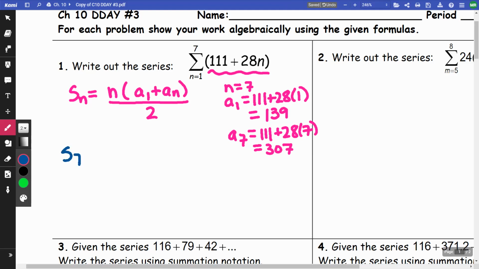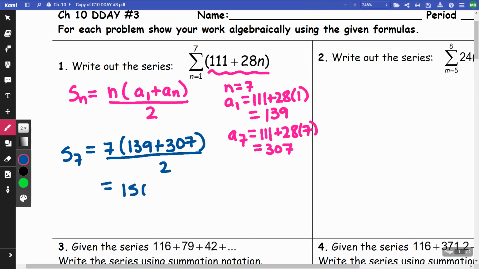So S sub 7 is going to equal 7 times my first term, which is 139, plus my last term, my 7th term, which is 307, divided by 2. And that is going to be equal to 1,561. That is the sum.